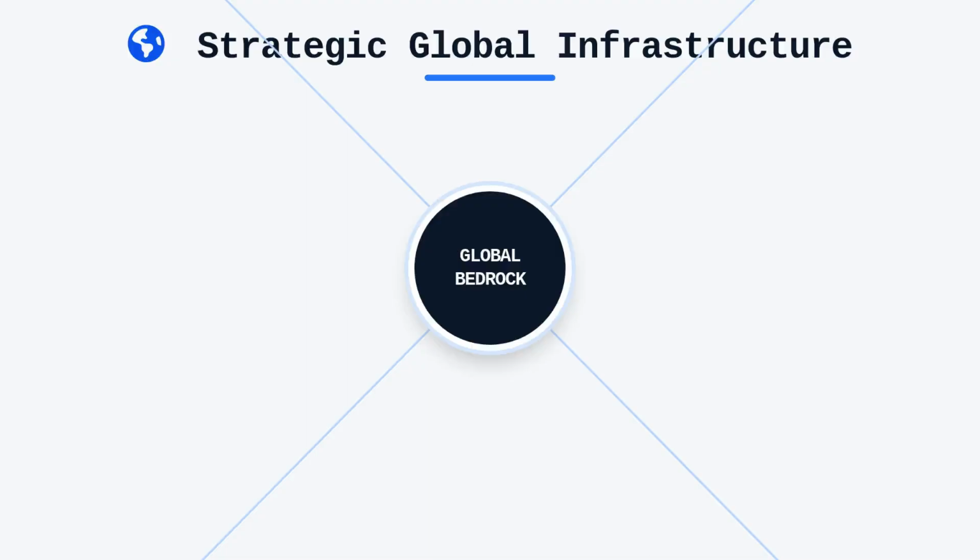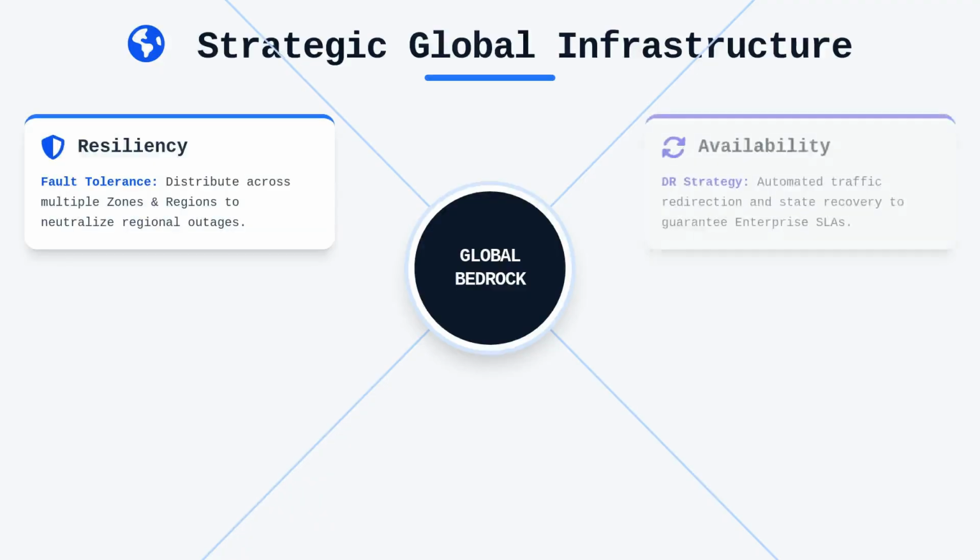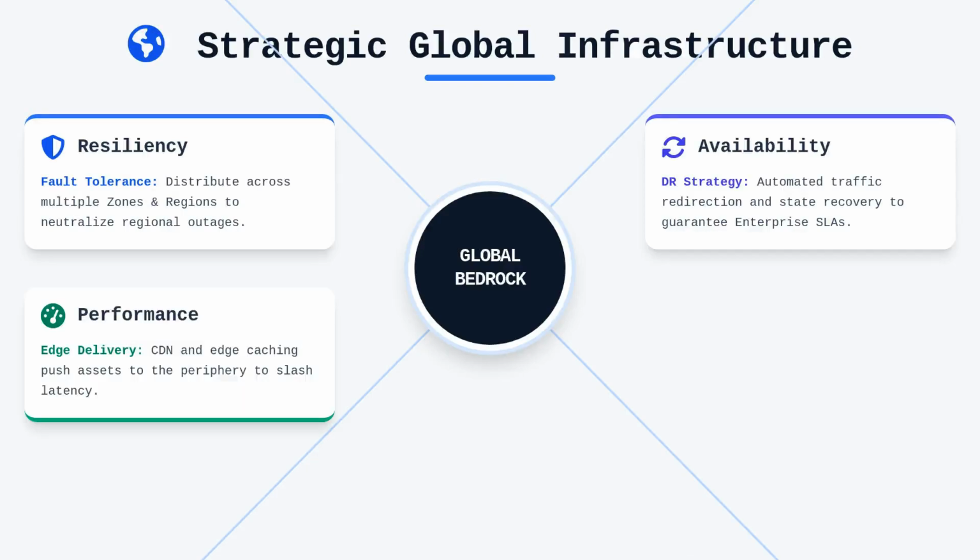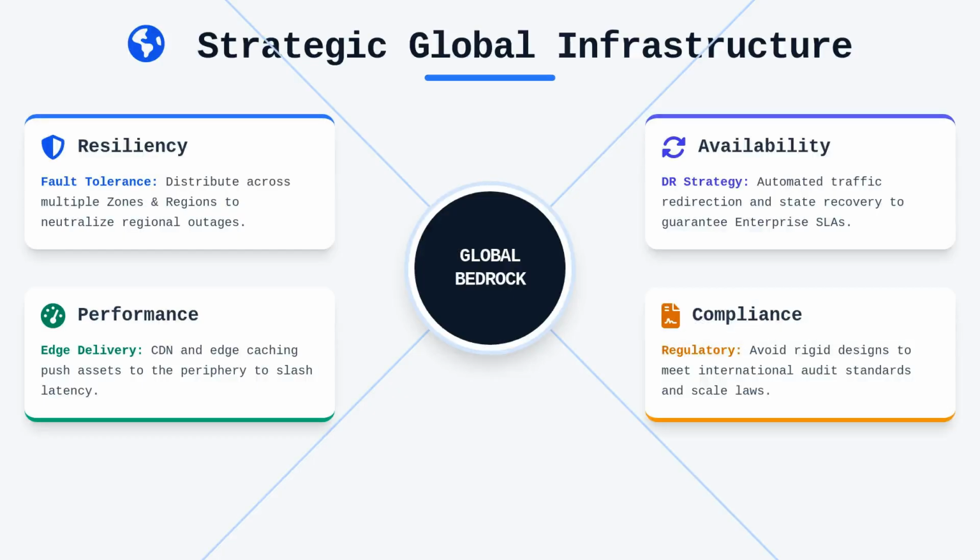A robust architecture assumes that failures will occur, whether they are localized power outages or regional connectivity issues. By distributing your infrastructure across multiple zones and regions, you can design for fault tolerance, ensuring that if one site goes dark, your traffic is redirected or your application state is recovered elsewhere. This is closely integrated with content delivery network capabilities and edge caching, which push static assets to the periphery of the network to minimize the distance data must travel. Enterprise service level agreements often hinge on this ability to maintain uptime despite physical infrastructure failures.